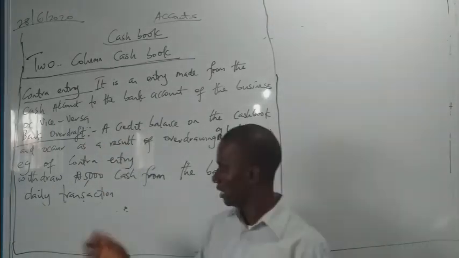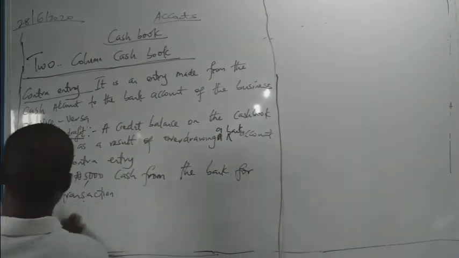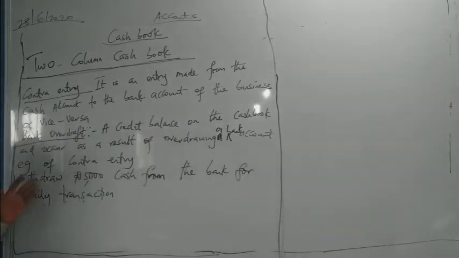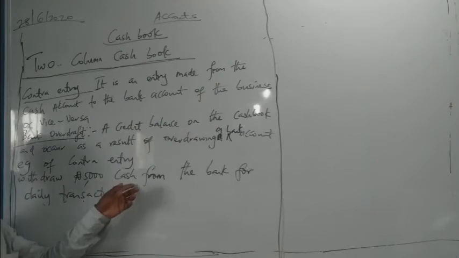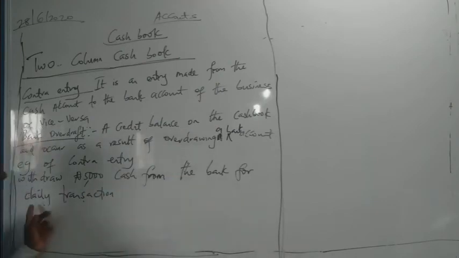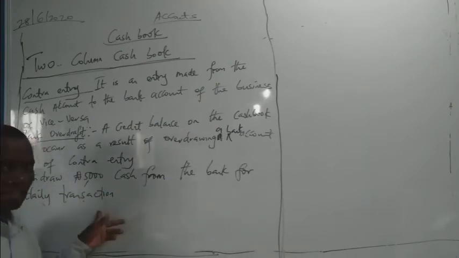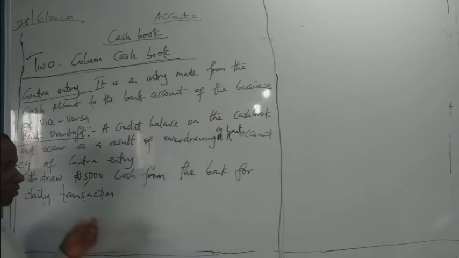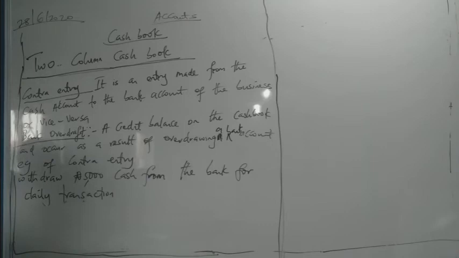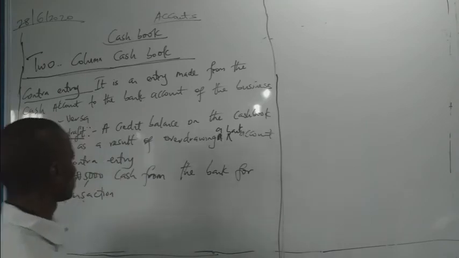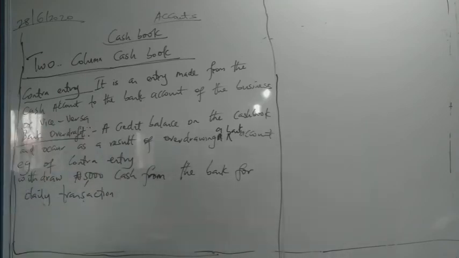Okay. Now let's look at an example of a contra entry. Just as I said, we drew 500 naira cash from the bank for daily transaction. Have you taken notes? So a withdrawal for daily transaction from bank to cash, or a deposit from the one you have on hand and putting it in the bank, is what is known as contra entry. Now let's look at questions on that.